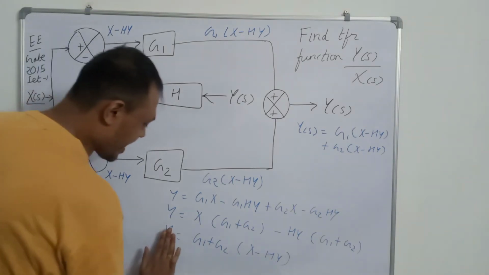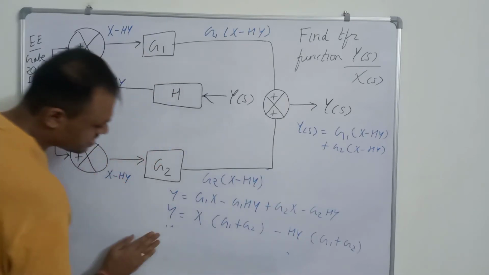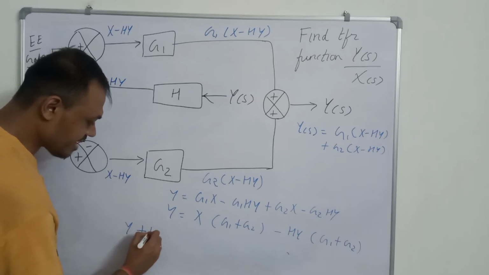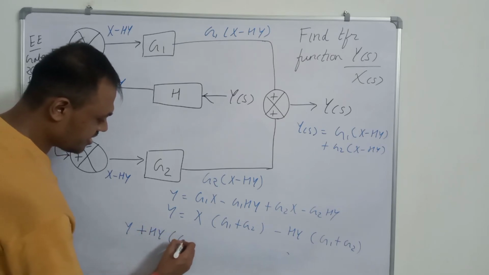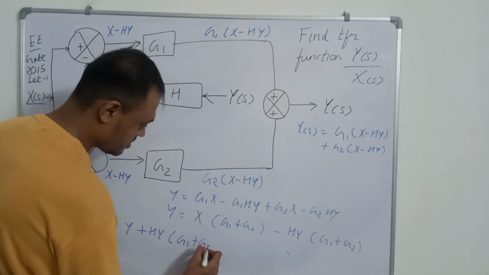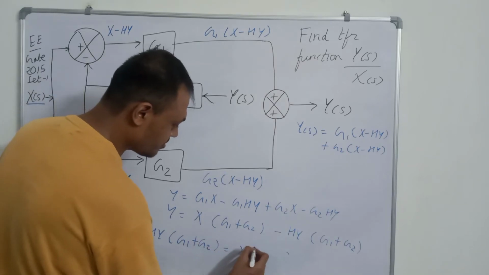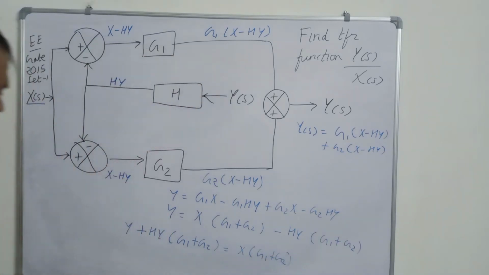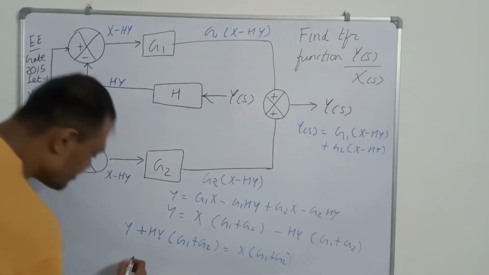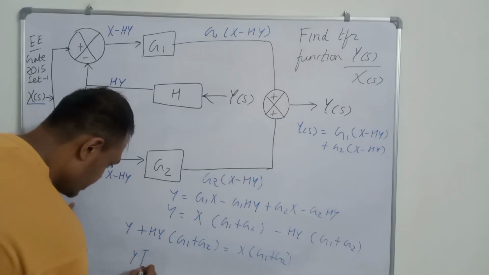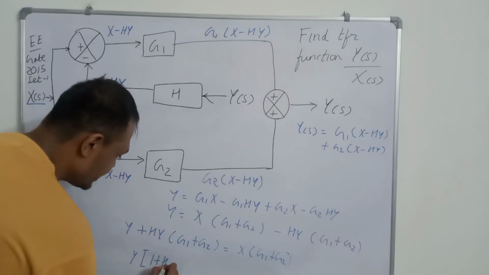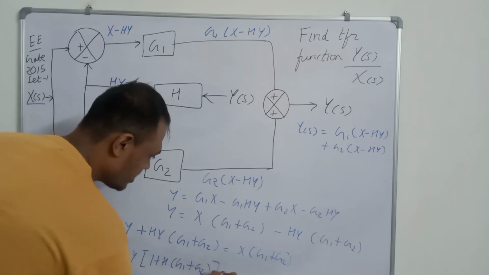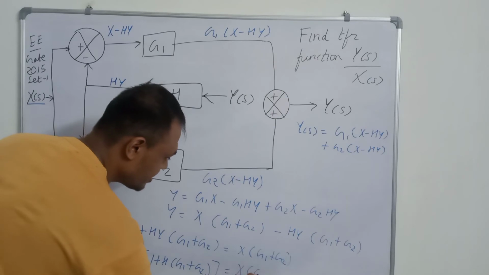Sorry, we can take Y common here. Y plus HY(G1 plus G2) is equal to X(G1 plus G2). So this will be Y times (1 plus H into (G1 plus G2)), and this is equal to X into (G1 plus G2).